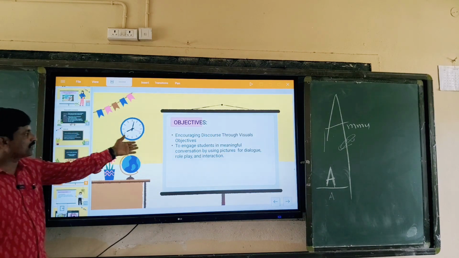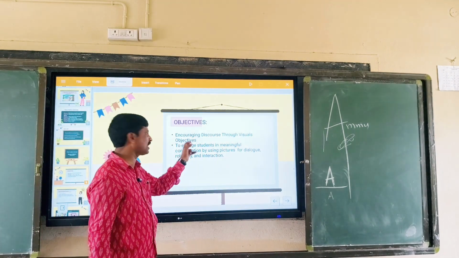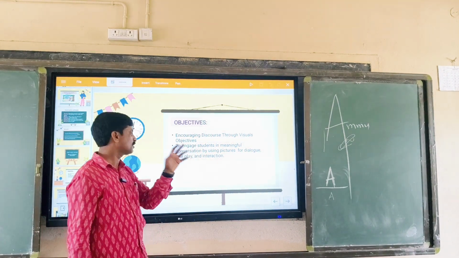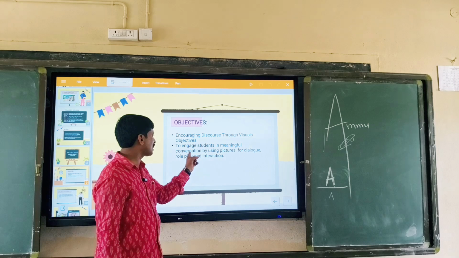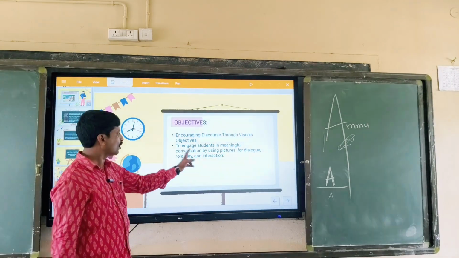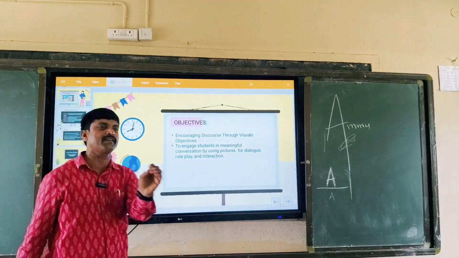Already we have discussed the objectives. What are they? Encouraging discourse through visual objects, directly showing visuals, to engage students in meaningful conversation by using pictures for dialogue, role play, and interaction. Interaction is very, very important.